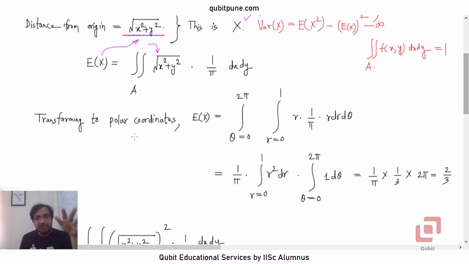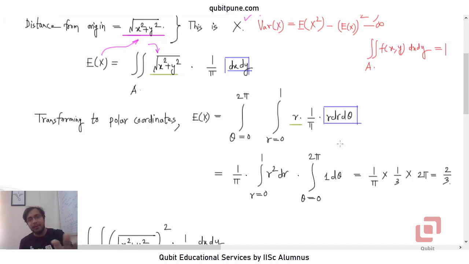So if you want, I'll explain this now. Transforming to polar coordinates, it's a unit circle, so theta will go from 0 to 2 pi and r will go from 0 to 1. Root of x squared plus y squared is nothing but r. Then using Jacobians, dx dy will be r dr d theta. Everything else will be the same.